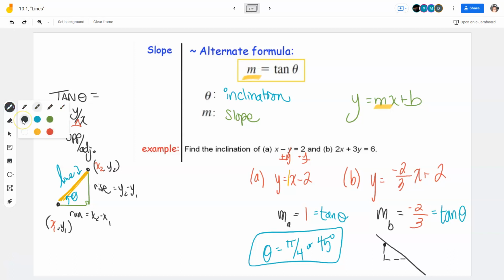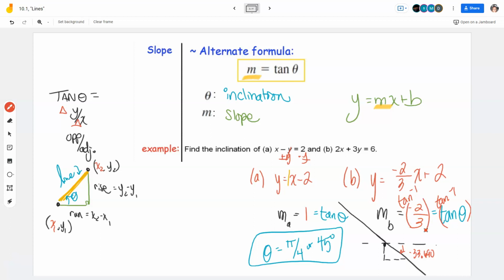Why is he saying 180? Because then you can get a positive angle. And why 180? Why not 360? Because the parameters are 0 to 180.